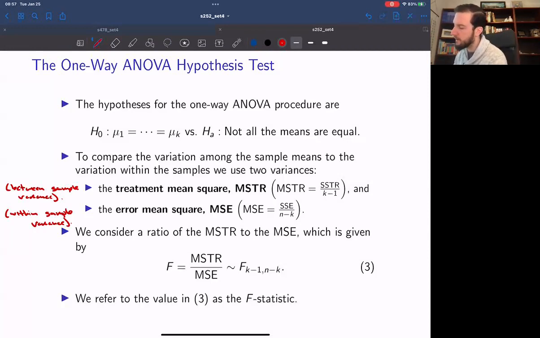So our F statistic is simply a ratio of the MSTR to the MSE. We're basically saying that if the between sample variance is big compared to the within sample variance, there's evidence to reject the null hypothesis. If the between sample variance is small relative to the within sample variance, then there is not evidence to reject the null. This is how we operate going forward.